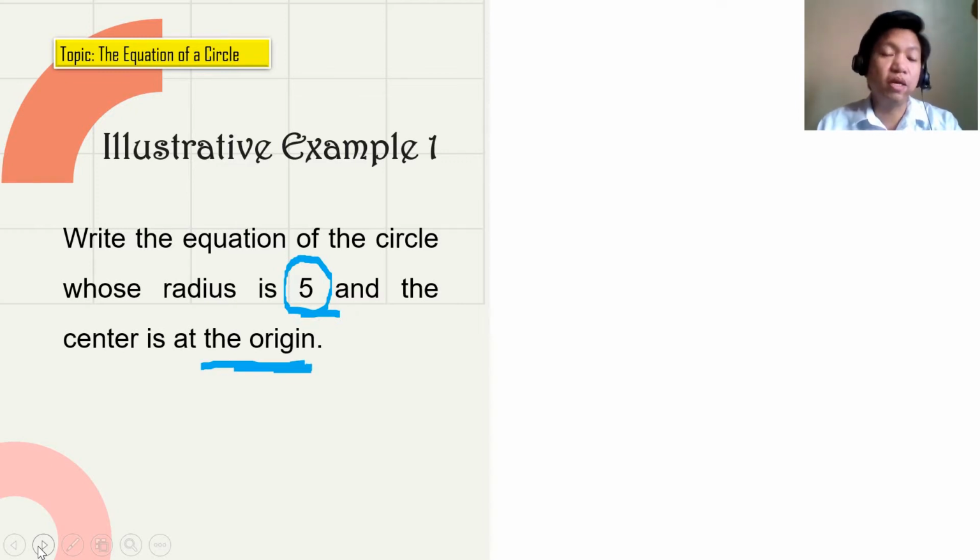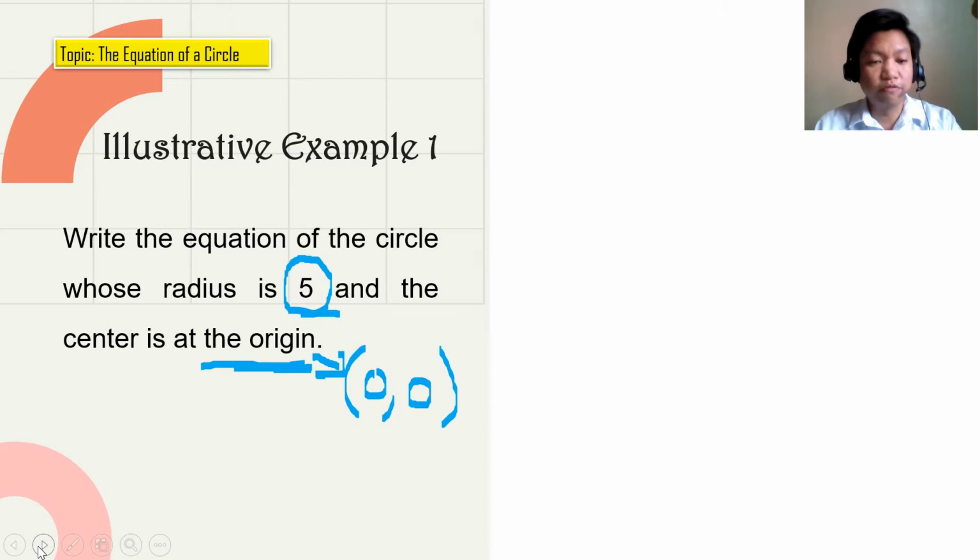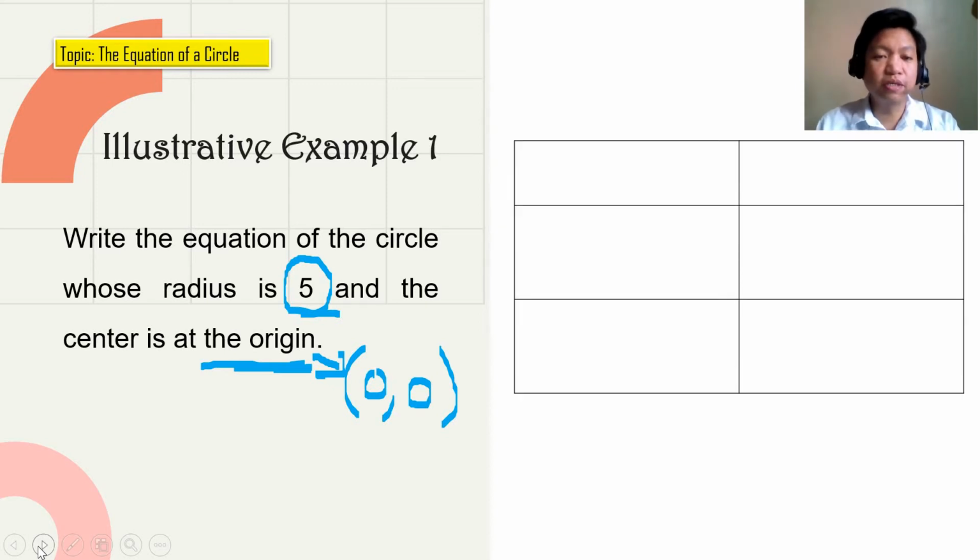And our center is at the origin. Okay, so ibig sabihin, nasa origin siya ng ating Cartesian plane. So, alam naman natin, ang coordinates ng isang origin ay, ano? Okay, correct. That is 0, 0. So, if you're asked what is the coordinates of the origin, understood dyan, ang coordinates niya is 0, 0. Okay? So, let's answer this problem. Now, we just follow the steps para guided kayo sa pagsosolve ng mga ganitong klaseng example natin.